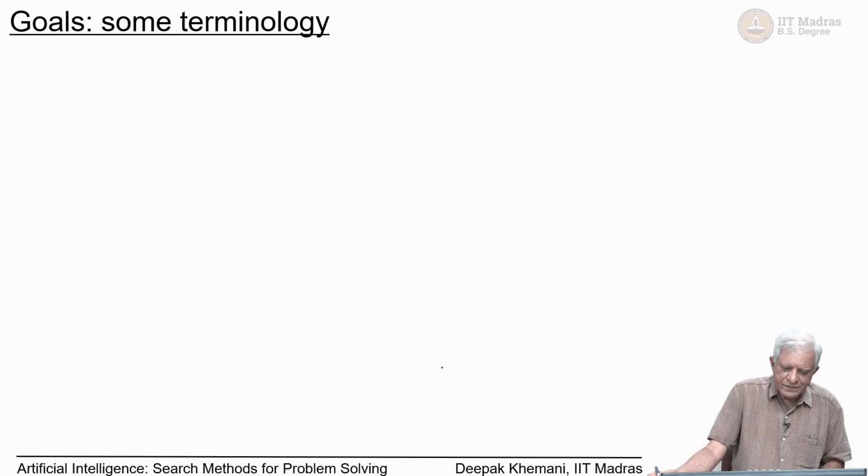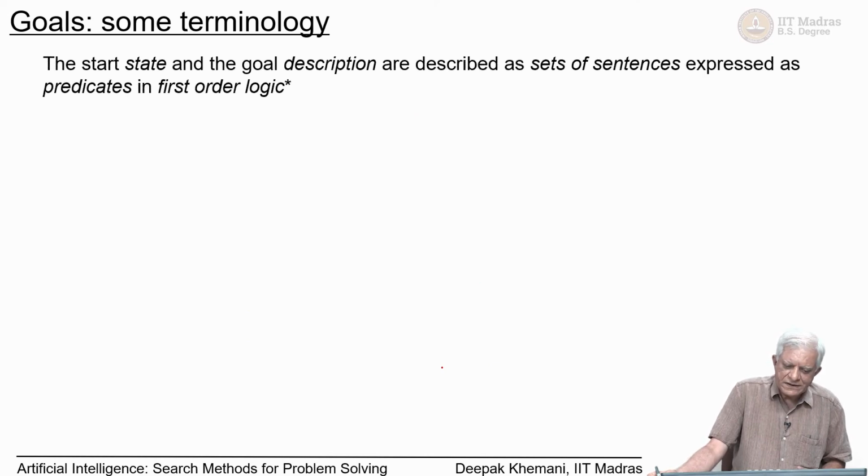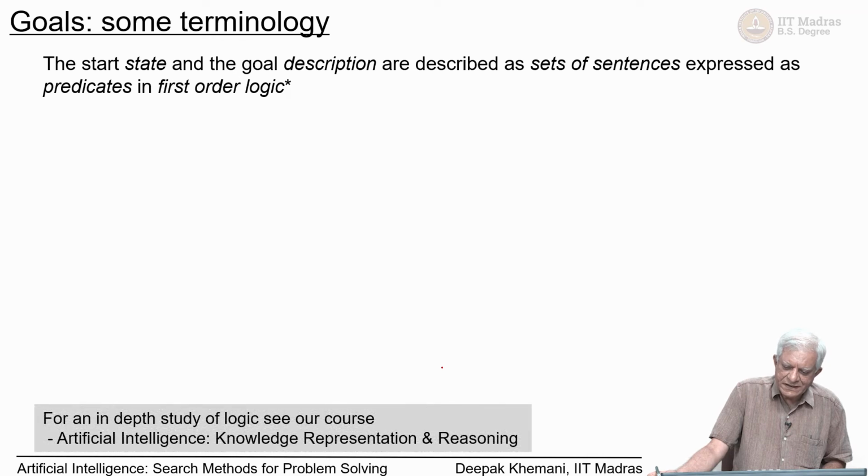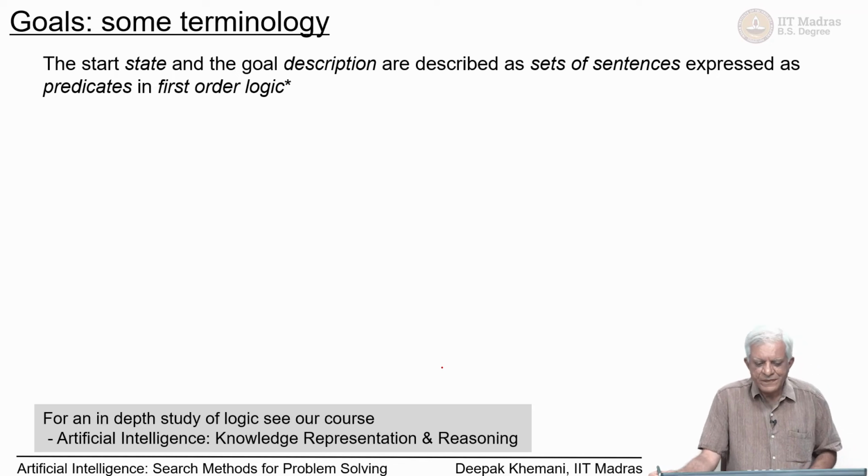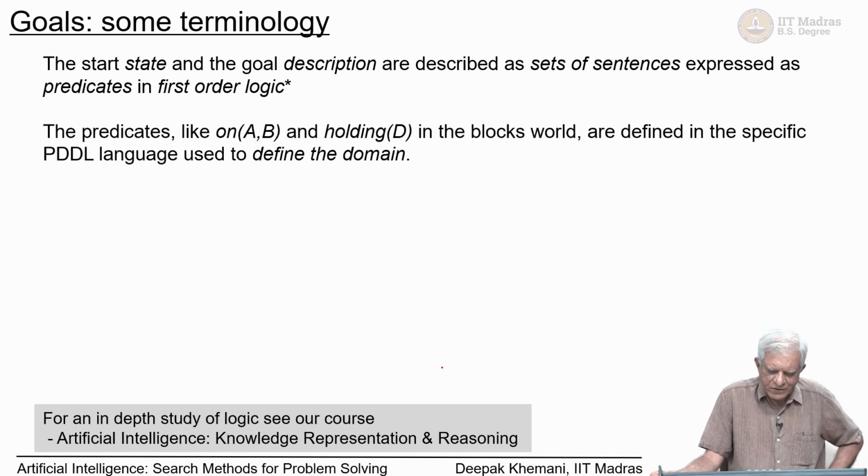So, some more terminology about goals. The start state and the goal description are described as sets of sentences expressed as predicates in first order logic essentially. So, we have already seen this on AB, on BC, clear A, holding C, all these are predicates. They have a predicate name and they have arguments essentially. You can look at some place where logic is studied, for example, in my book that I have mentioned here.